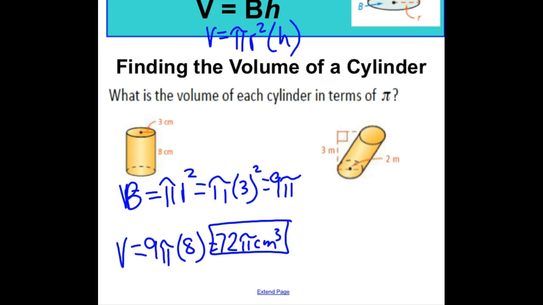Now, this problem to the right is similar. This isn't your first oblique shape that you've seen. So I am going to give you a pointer that this 3 is your height and this 2 is your whole diameter. Okay? So pause the video, try that one on your own, and then check your answer with me.